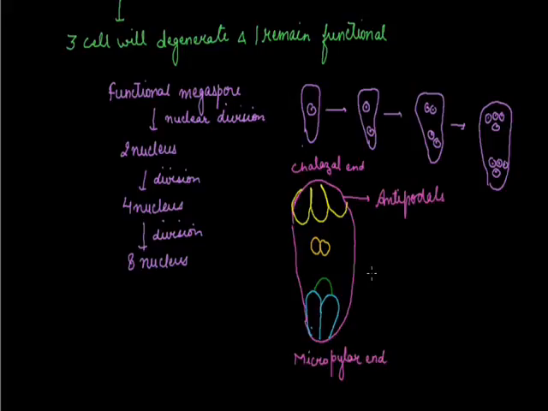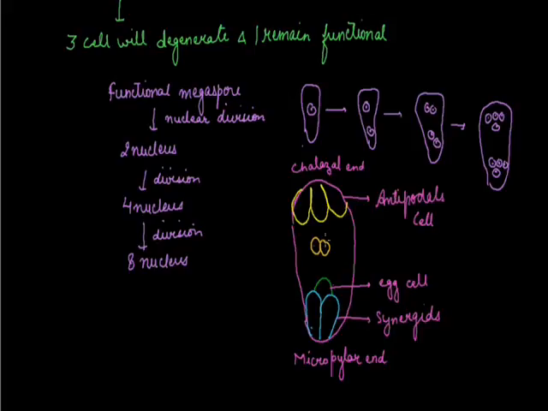3 will move towards the chalazal end and form antipodal cells. The other 3 will move towards the micropylar end. The middle cell is known as the egg cell, and these two are known as synergids. The egg cell is surrounded by 2 synergids. The work of the synergids is to secrete hormone and attract pollen tubes.